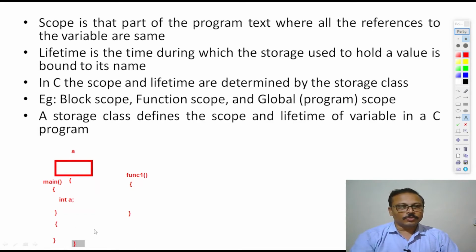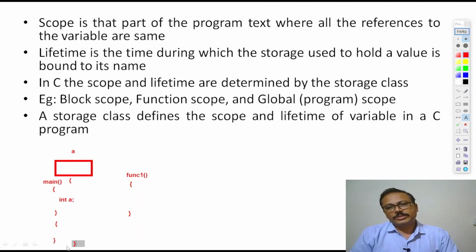So function scope means if a variable is declared here, then this is the main function. From this point to this point, this is the main function. So anywhere here you will be able to access the variable A. That means whenever you refer to A, you will be referring to the same location. So that is function scope.